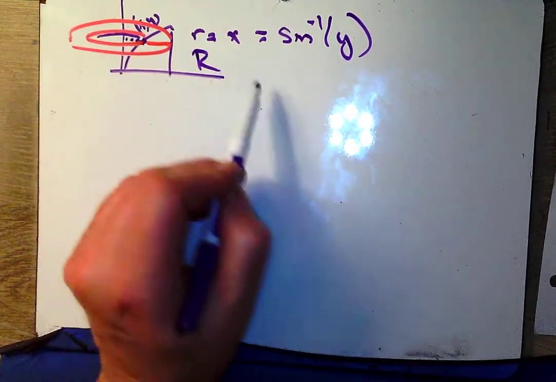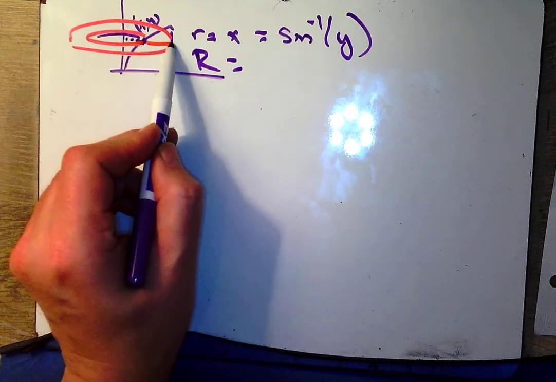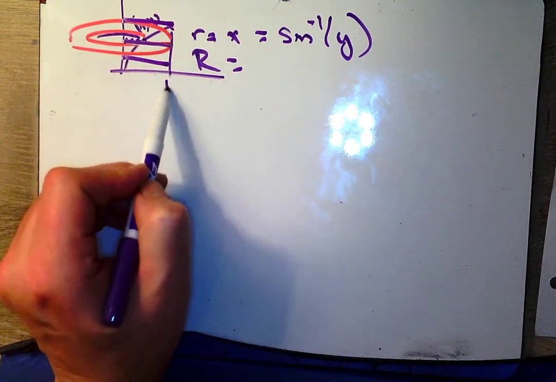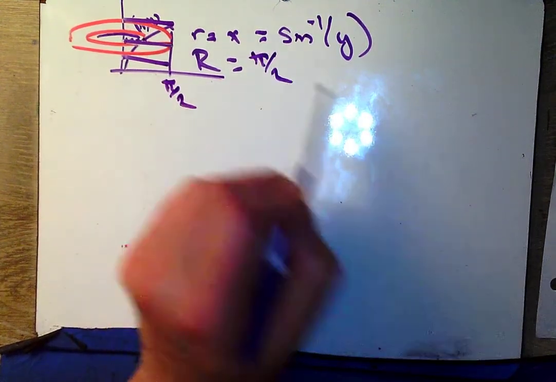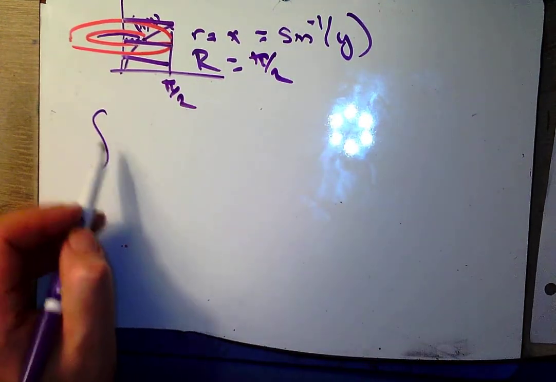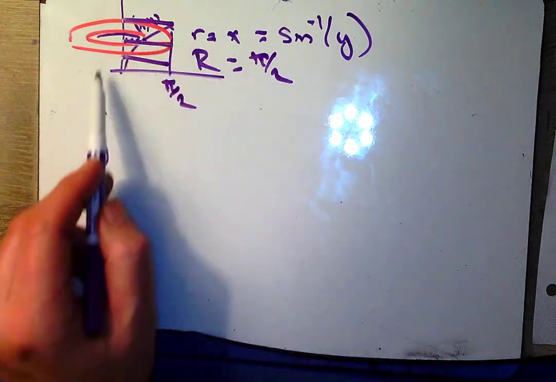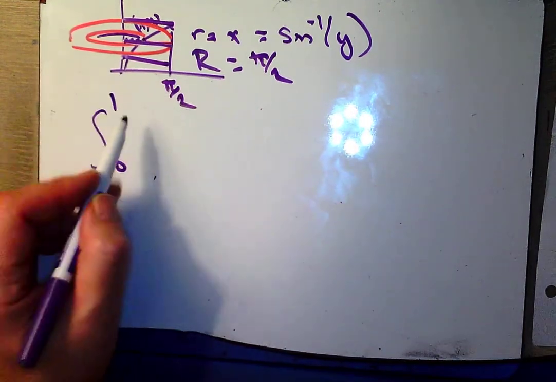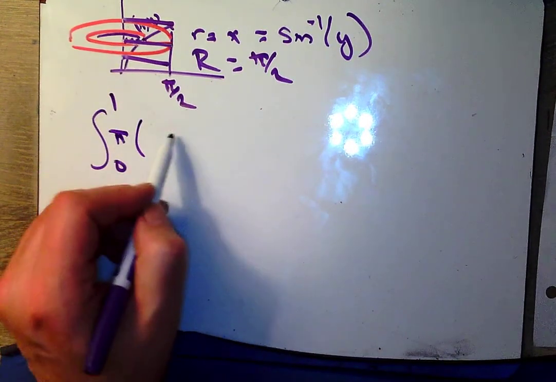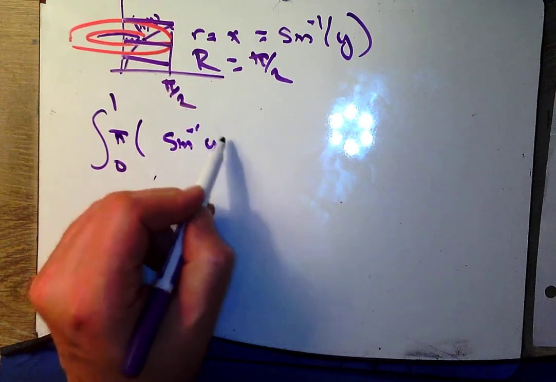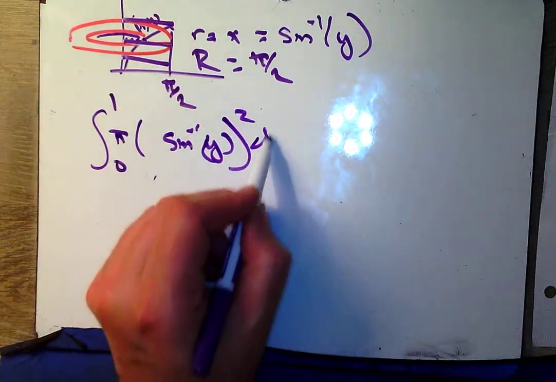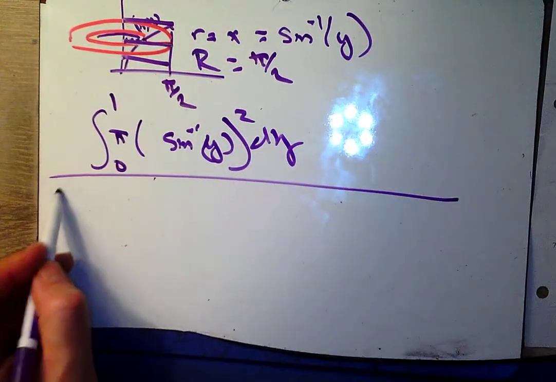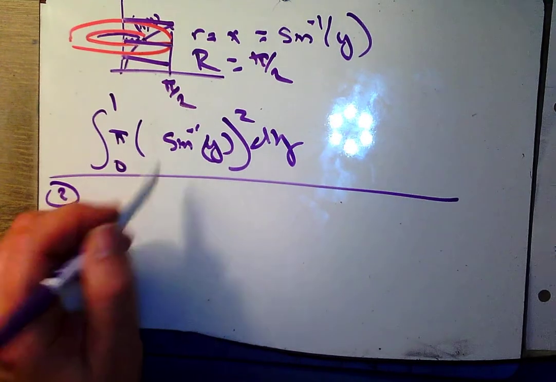Okay, and big R, what's big R? Well, big R is from here to there, from here to there. Big R is in fact a constant pi over 2. So we're doing dy, so we're integrating from 0 to 1, and we want pi times sine inverse of y squared dy. Okay, 2. What's number 2 going to be? 2 is the same thing but shells.